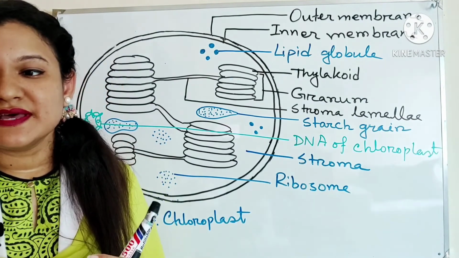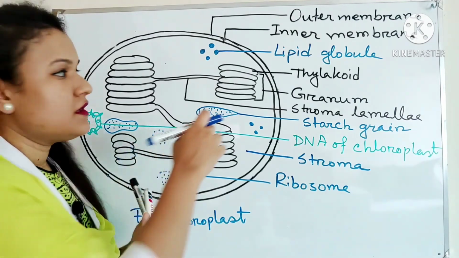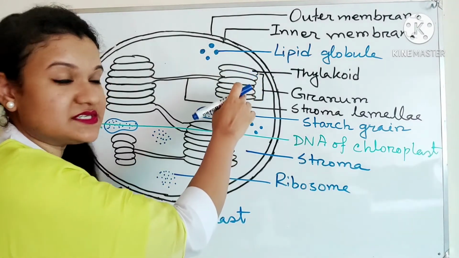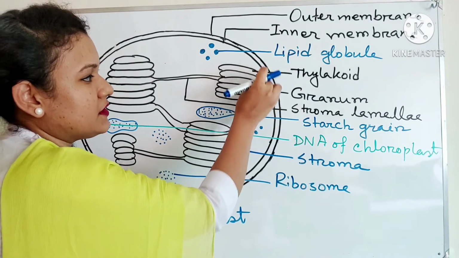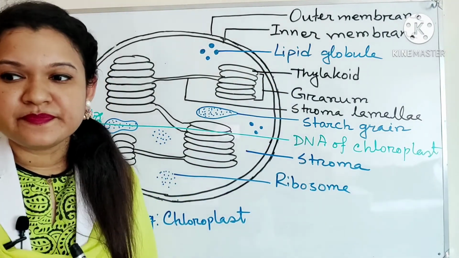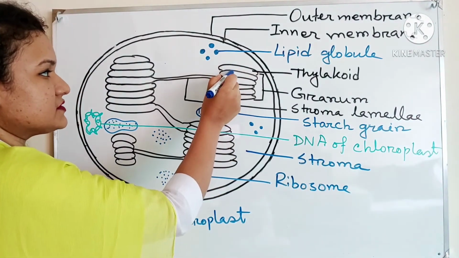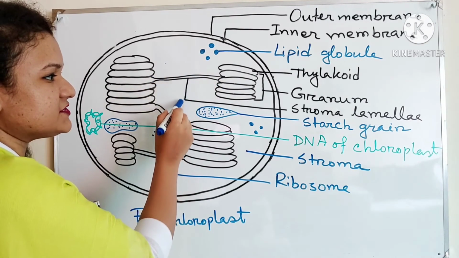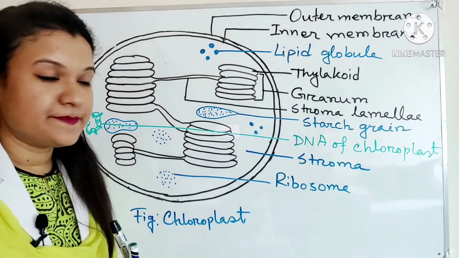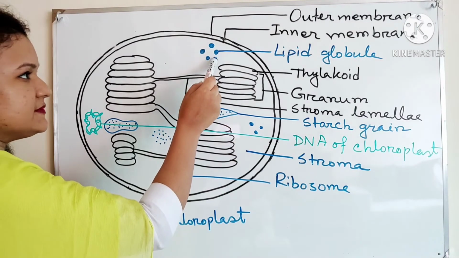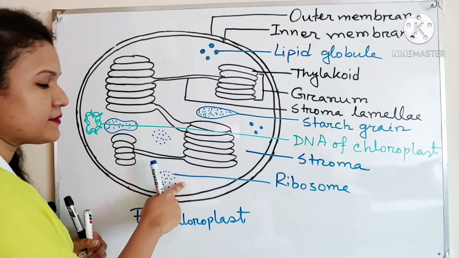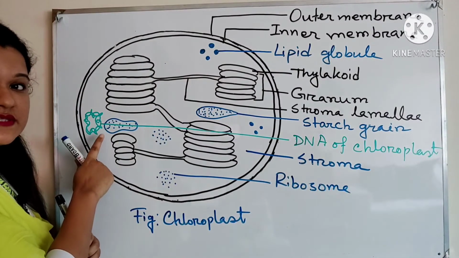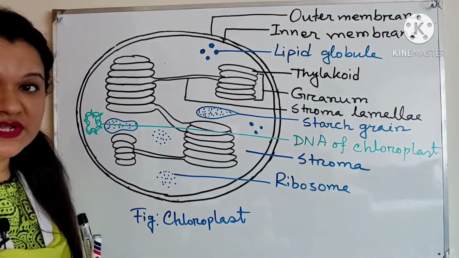So, and then the thylakoid membranes are attached with each other, and this is called granum. And then this thylakoid membrane or sac-like structure is attached with another granum with a fine tubule, and this fine tubule is called stroma lamellae. And then stroma has some lipid globule and starch grain and ribosome, and this ribosome is 70S type of ribosome. And also most important thing, chloroplast has its own circular DNA.